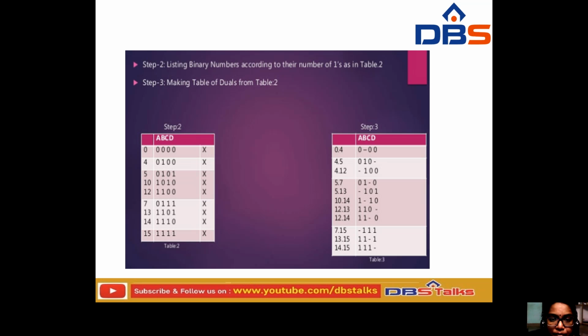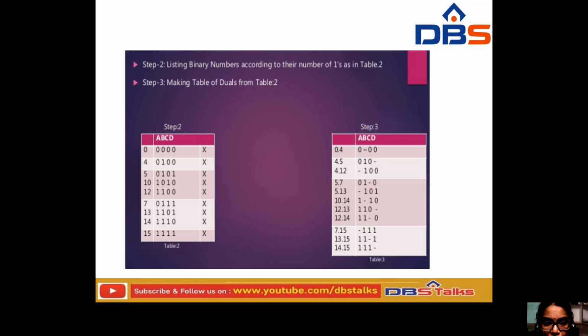See, what is step 2? After listing the binary numbers, we have to group the binary numbers according to the number of ones, as in the table. See how many ones there are here; we have to take them into the list. Then we make the table of duals from table 2.